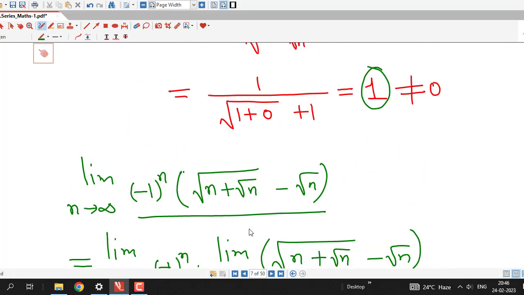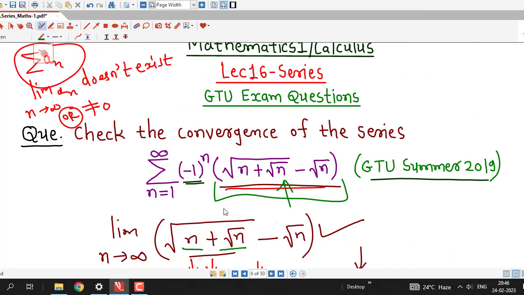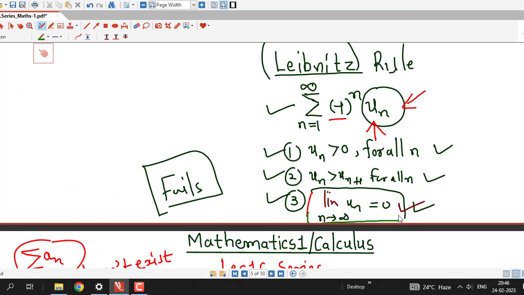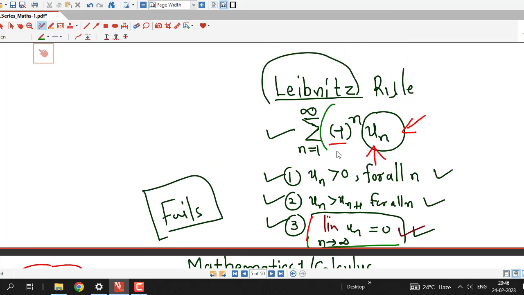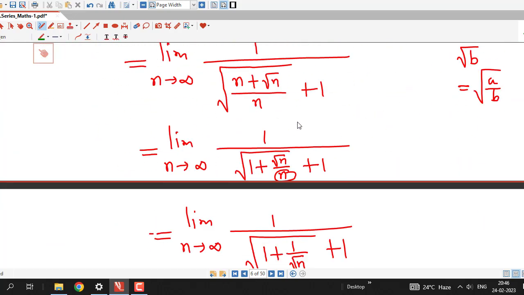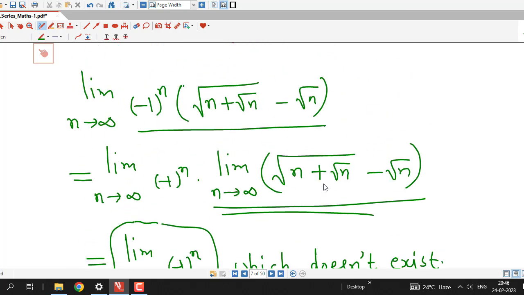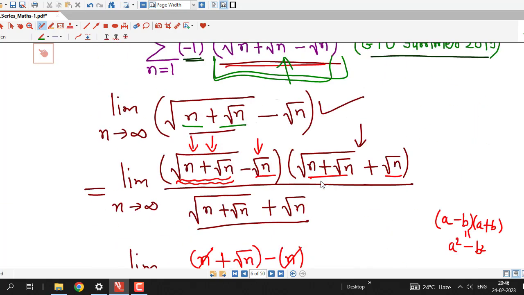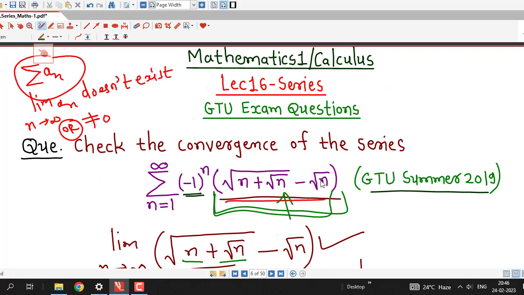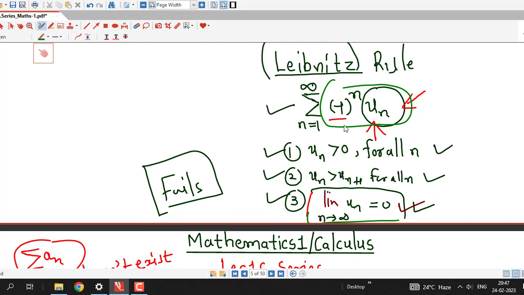So here it is an alternating series, but the alternating series test is not applicable because the limit of this quantity is different from 0. Therefore this condition is not satisfied. But if we find out the limit of the nth term of the given series, then we find that that limit does not exist, and we can easily conclude from the nth term test or divergence test that the given series is divergent. So be careful. It is not necessary that whenever you have an alternating series, then it is always convergent by Leibniz rule or the alternating series test.